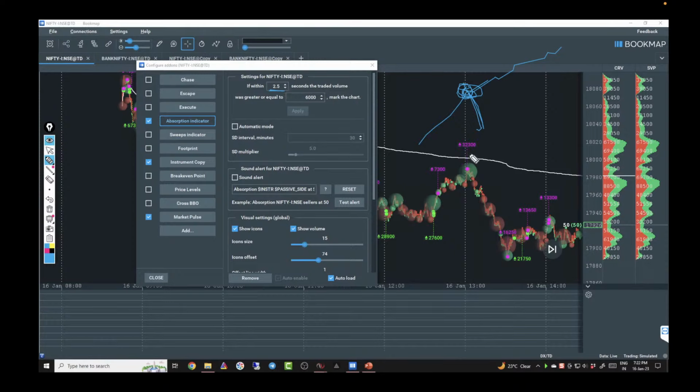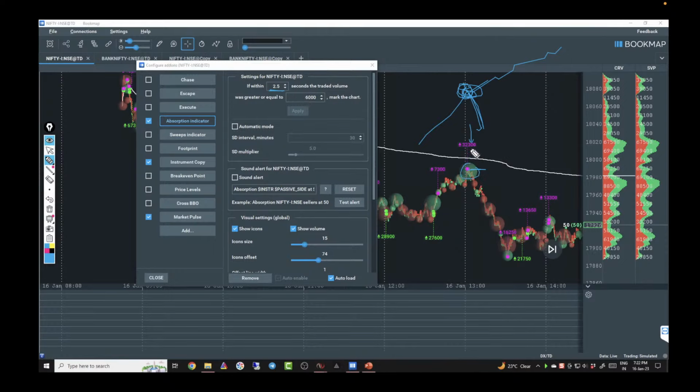All right, so for example, in this case 32,300 quantities got executed at this particular price level, and it is showing it as the presence of a passive seller. That means the market order got placed here, 32,300 quantities got placed within 2.5 seconds, and they got consumed.